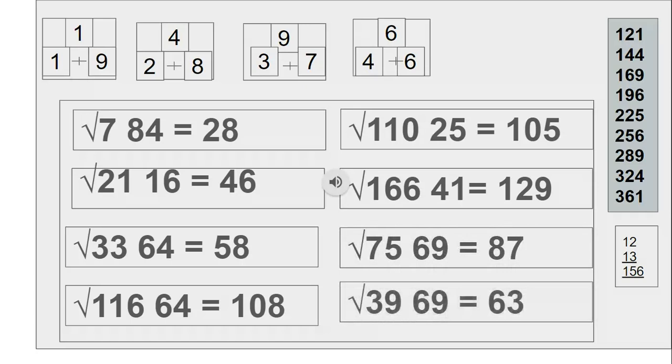Now 39 69. For 9, 3 and 7. For 39, 6 6s are 36, 6 7s are 42. So 39 is smaller, so we will take the smaller number. Remember? So are you getting it?